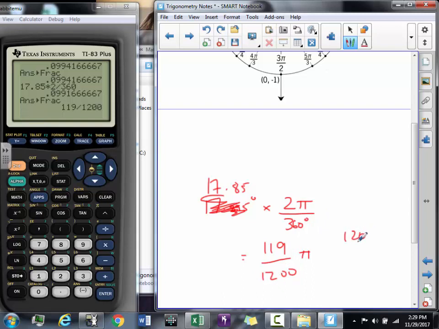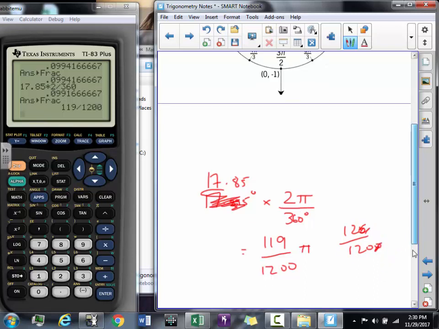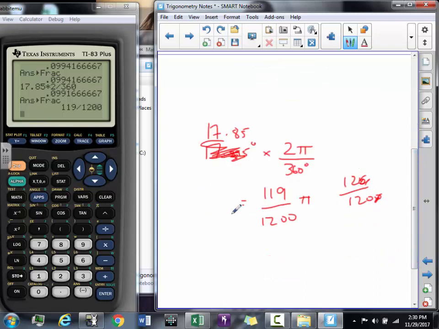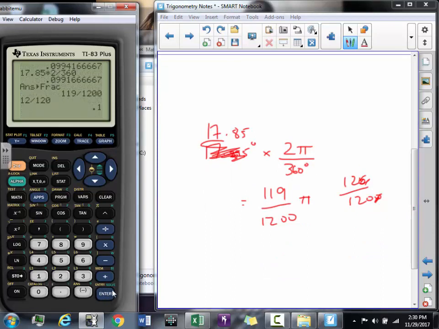119 is almost like 120 out of 1200. It's one off. Does that make sense? And then 120 out of 1200, if I chop that off, say 12 out of 120, you're talking a tenth, right? So what I'm saying we need here is 1/10 of pi. Almost a tenth of pi, just slightly off, right?